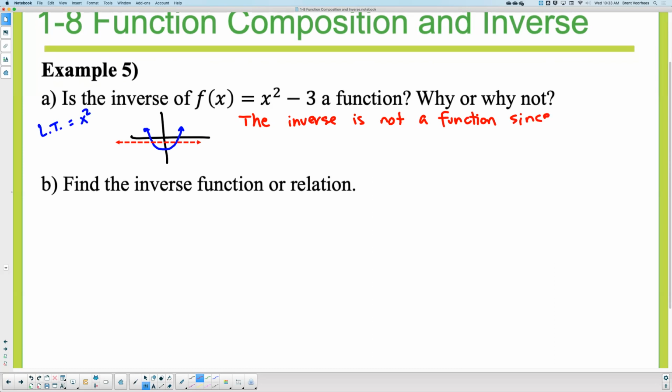The inverse is not a function since the original function fails the horizontal line test. I'm going to put HLT. What does that stand for? Horizontal line test. Very good.